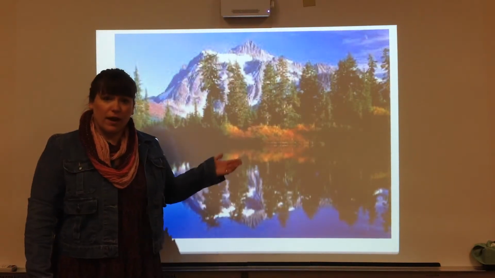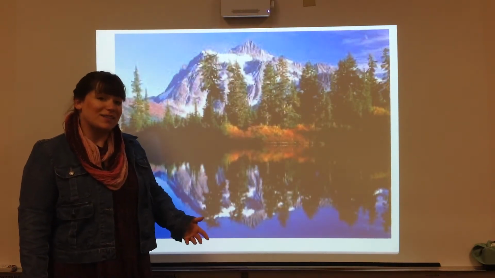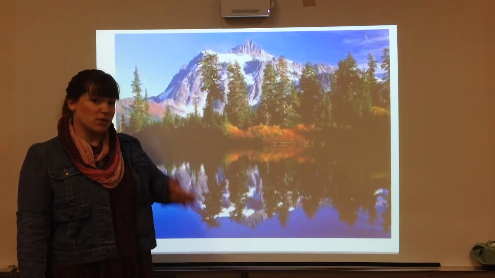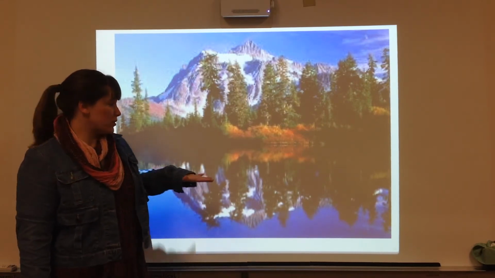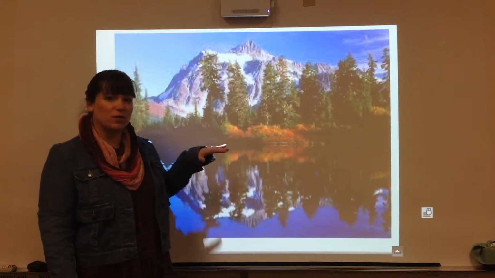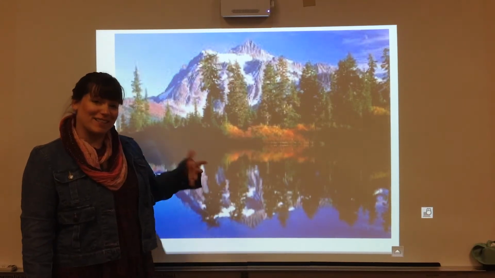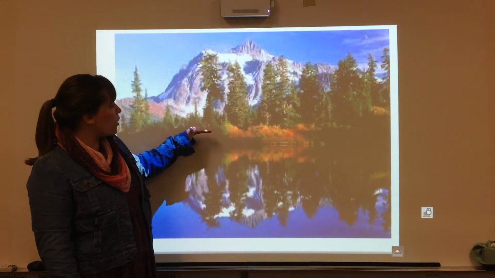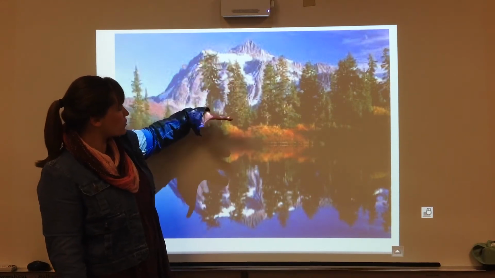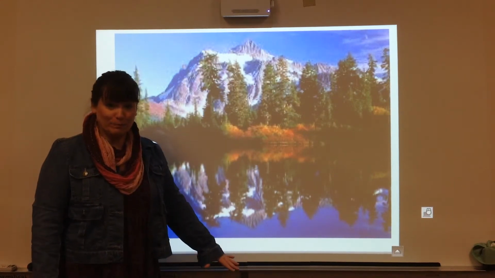Reflections also happen in nature, but this time the reflection is not vertical, it's horizontal. So you have this pond or this body of water that is acting as the mirror. So you can see all of the bushes and trees and mountains reflected on the bottom.